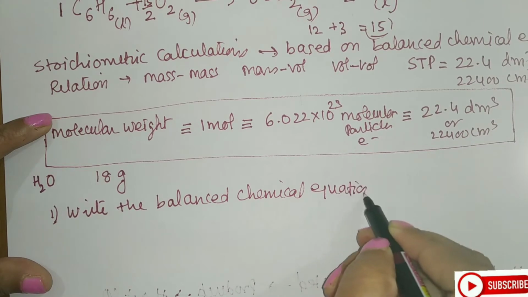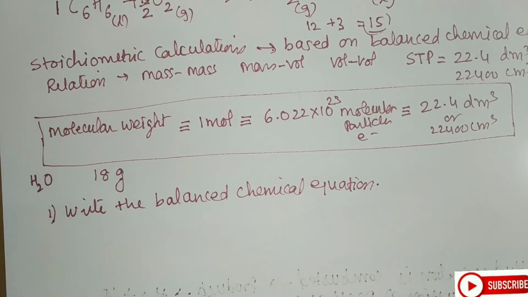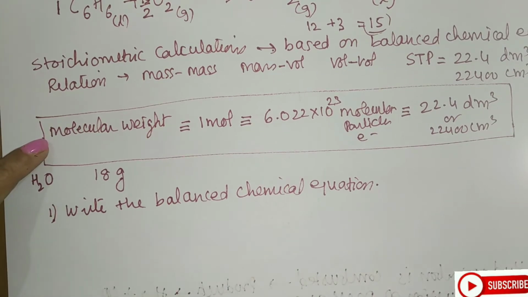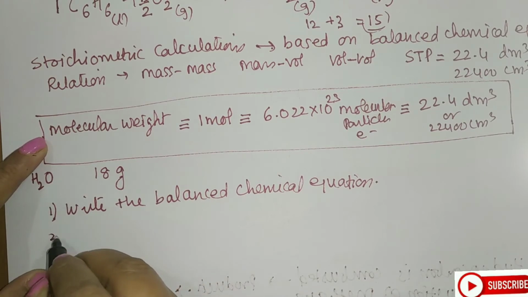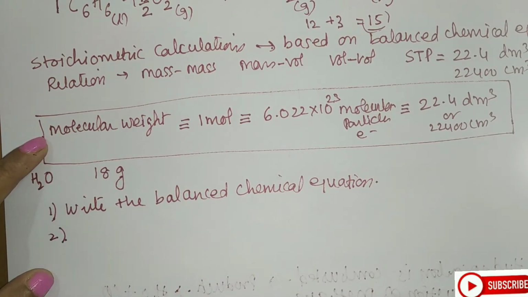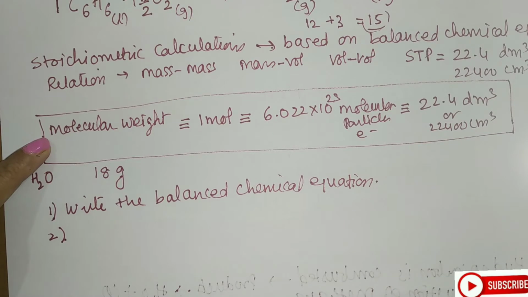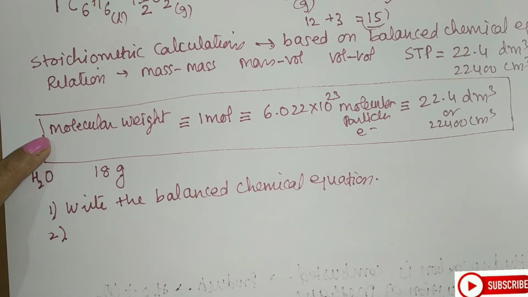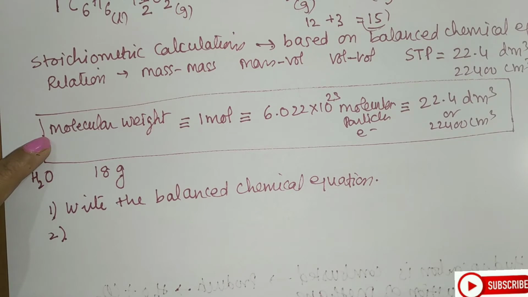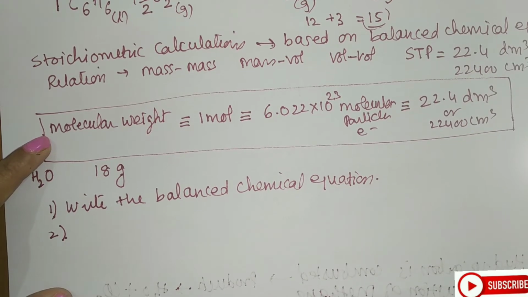Now what is the meaning of balanced chemical equations? It means you have to balance in terms of number of moles, the stoichiometric coefficients according to the question demand. So the first step is you have to write the balanced chemical equation. Second, you have to write the number of moles and the relative masses or the volume of the reactants and products below each species. What does it mean, student?